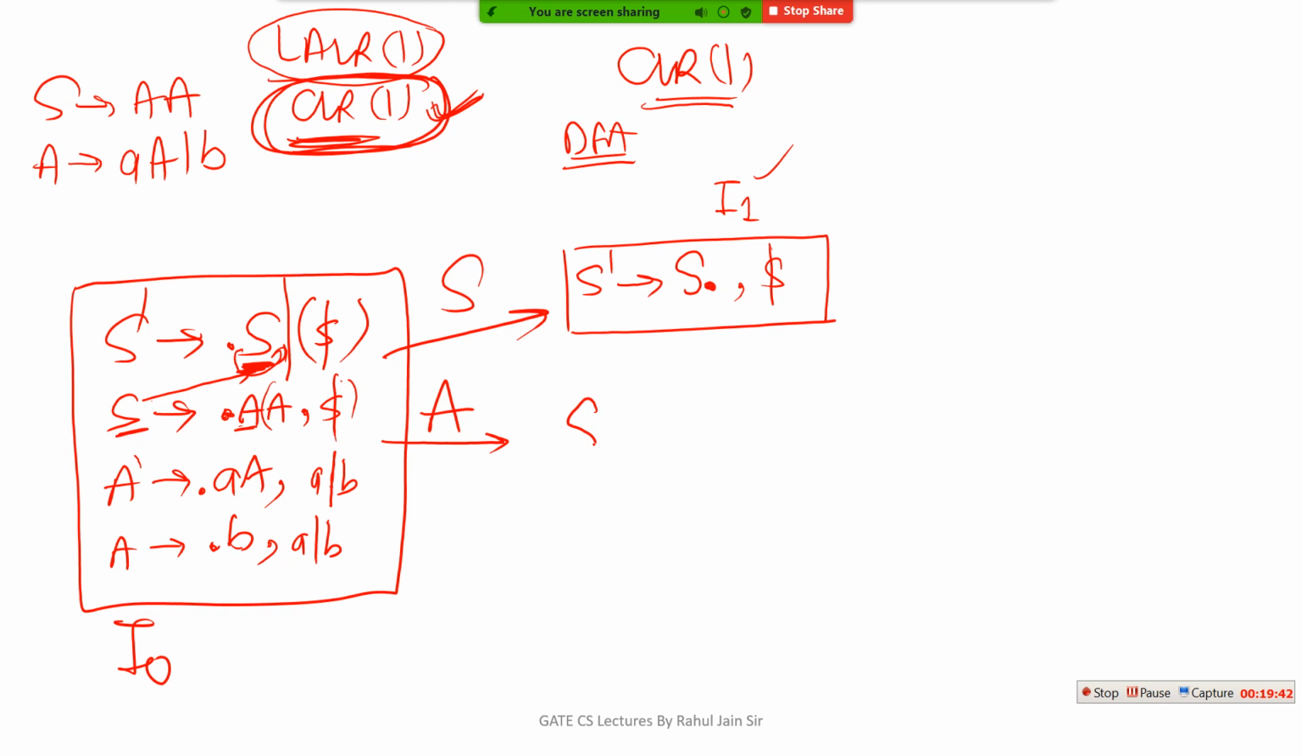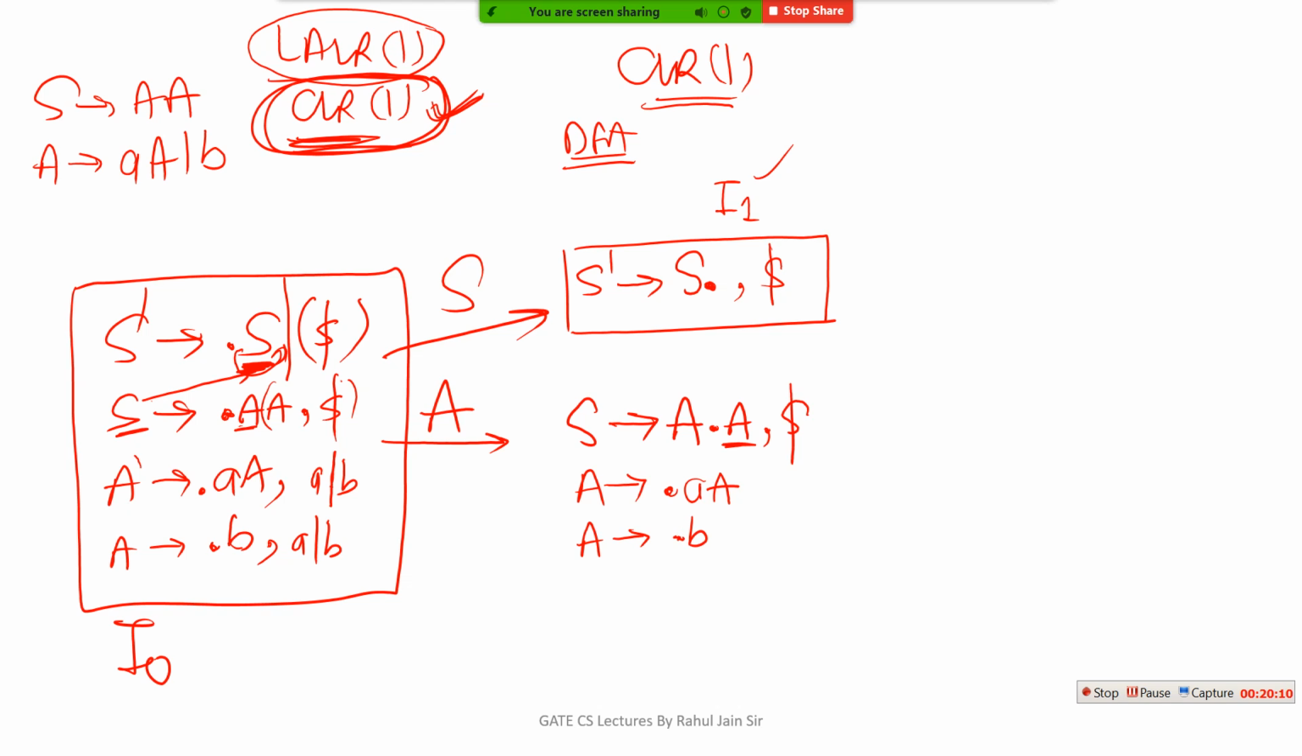Now on capital A, focus here. On capital A, S will derive A dot A, and the lookahead of this S would be dollar. So this dollar will be like that. But now I need to use the closure function. Closure of A: all the transitions of A I need to deduce here. A derives dot aA and A derives dot b.